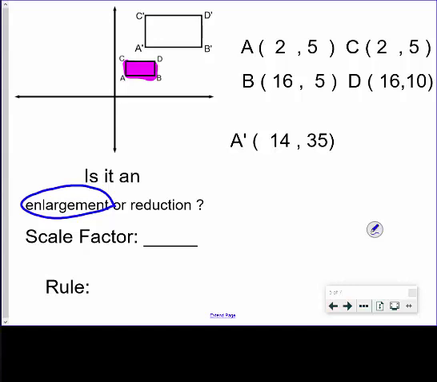Who thinks they got it? 7. 7 times 2 is 14. 7 times 5 is 35. So what's the scale factor? 7.